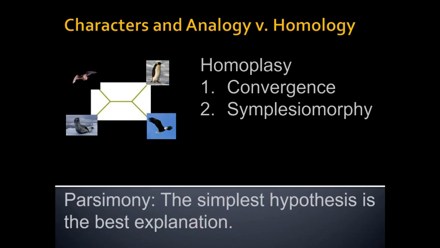All right, our next form of homology is symplesiomorphy. Now, symplesiomorphy is where we have an ancestral characteristic, so it's a homology, but some of the descendants lose those ancestral characteristics. Okay, and that's symplesiomorphy. So for instance, if I marked the origin of flight in birds, it actually didn't occur in the eagle, and then the penguin never evolved flight. Penguins had flying ancestors. All birds had ancestors that could fly at one point. However, the penguin has lost that.